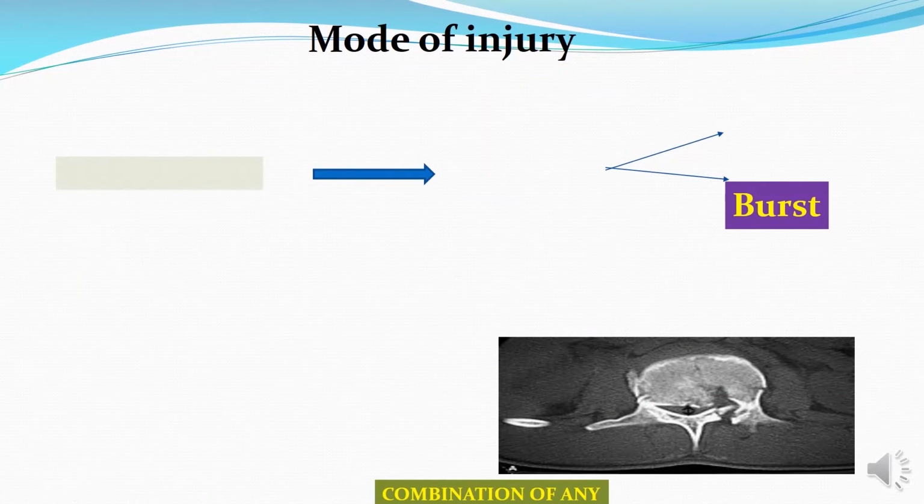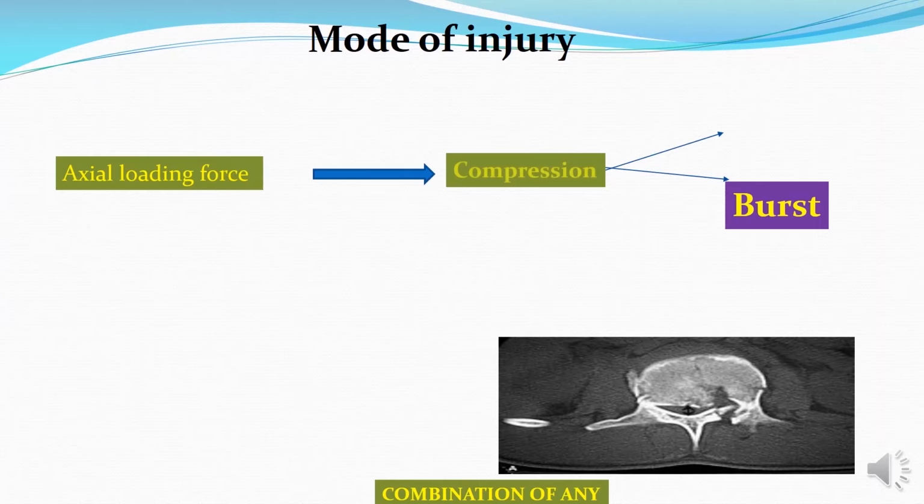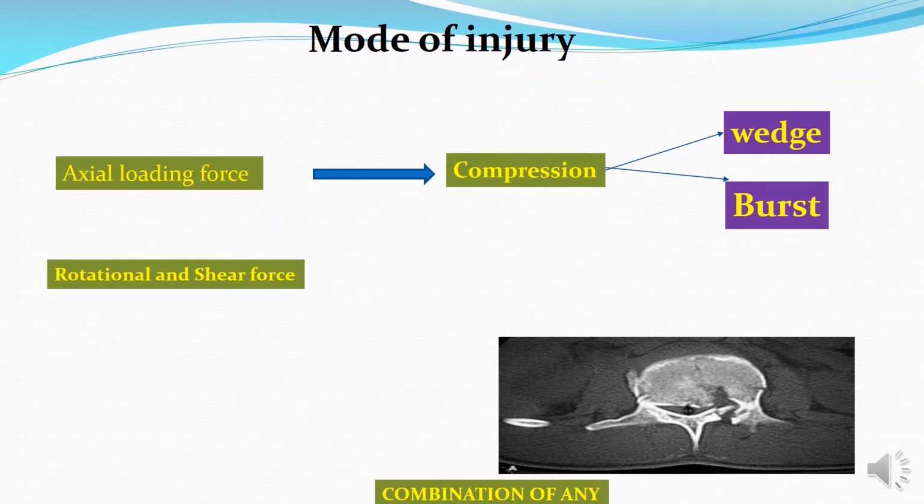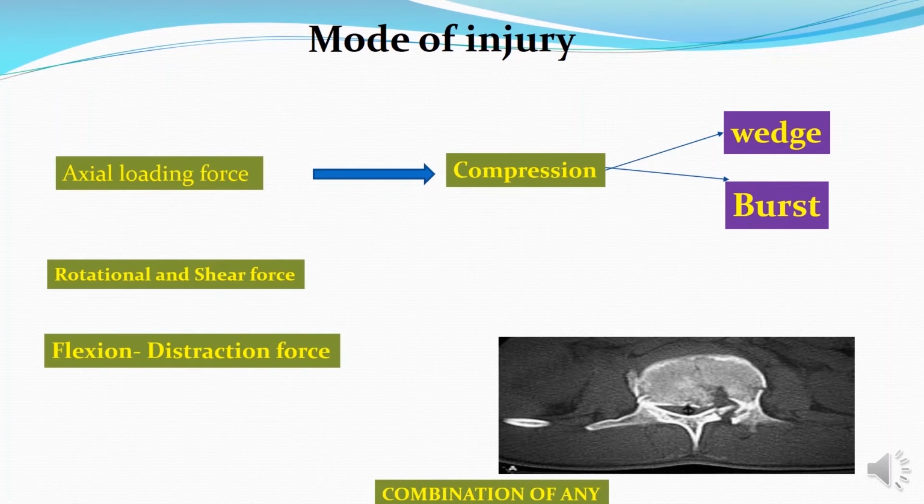What is the mode of injury? We have different modes of injury, which is axial loading force. Axial loading force at the thoracic spine may result in compression, resulting in wedge fracture, while in the lumbar area, because it passes behind the vertebral body or through the middle column, it will result in burst fracture. We have rotational and shear force, and we have flexion distraction force, or a combination of any of these forces.